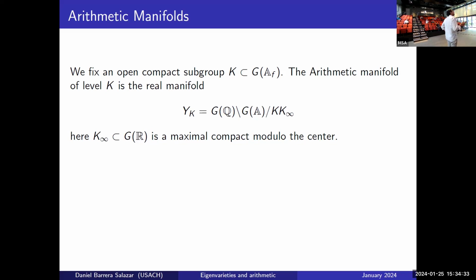And on the right, you take the quotient by the level and some information on infinity. You see, because if you don't, yeah, some information on infinity. And this K infinity is a subset of the group of the real points, where there is a maximal compact modulo the center. And this is the real manifold. It's a very explicit definition. And this is a real manifold.